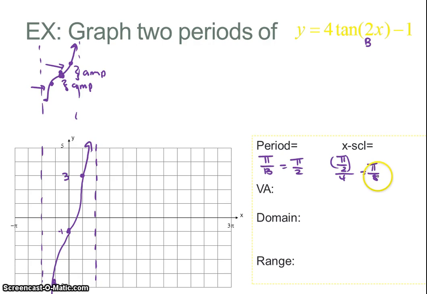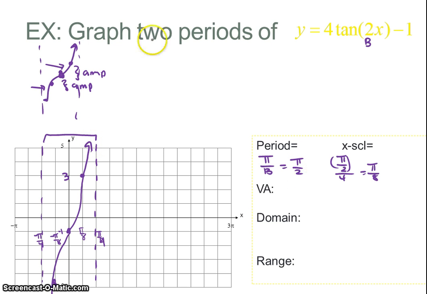Now I said my x-axis scale was pi over 8. So my first one was pi over 8. My second one was pi over 4, or 2 pi over 8. And I have minus pi over 8 and 2 pi over 8, which is minus pi over 4. So that is what one period of tangent looks like. And we can see it's going from minus pi over 4 to positive pi over 4, which is 2 pi over 4, or pi over 2. So I graphed the period.